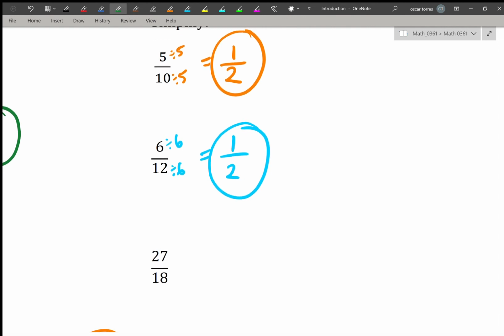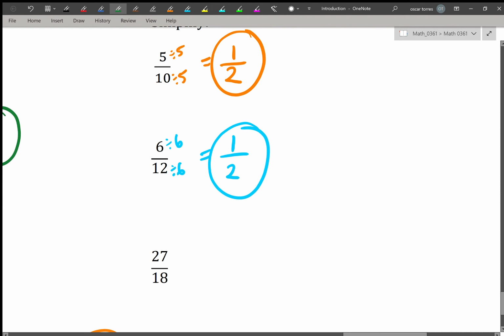And in this last example, what number goes into 27 and 18? That would be the number 9. And 27 divided by 9 would give you 3. 18 divided by 9 would give you 2. So that would be your answer.